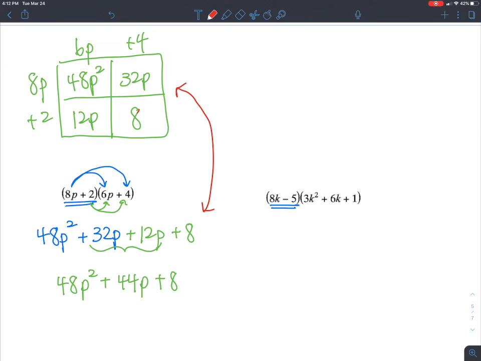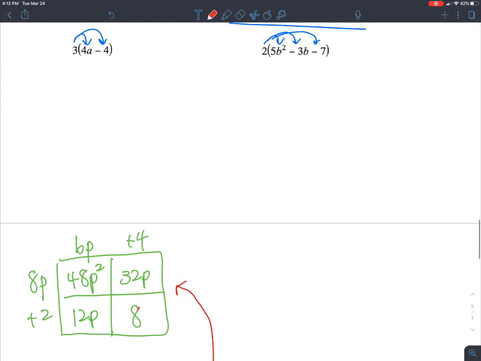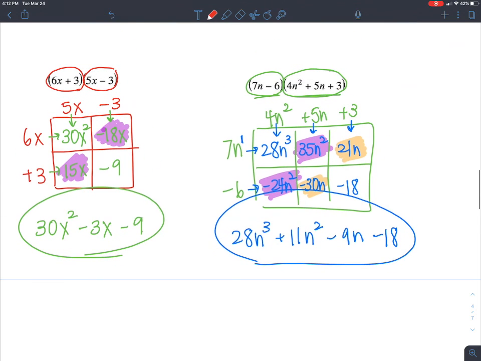So if you want to do the distributive property, you may, but I highly encourage you to do this box method, as it is going to come in handy and will be utilized in future lessons.